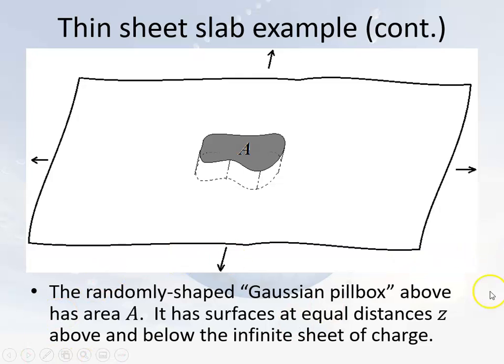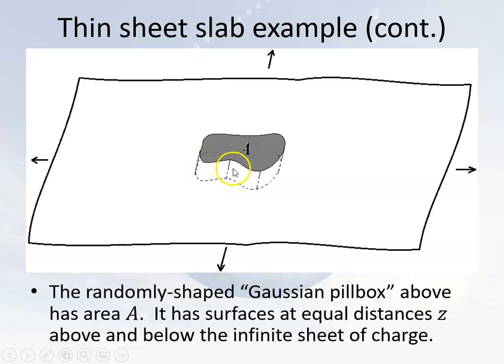So here I have a thin sheet of charge with charge density eta, and I have a Gaussian pillbox. The idea is that I have a surface above my sheet, and at the same distance below the sheet I also have the surface underneath. As it turns out, it doesn't matter what the thickness of our Gaussian surface is, as long as we have one end the same distance above the sheet and the other end the same distance below the sheet. It really just won't matter.